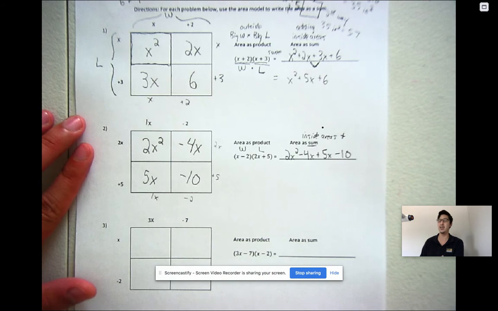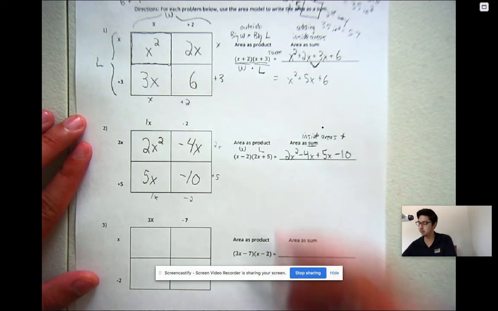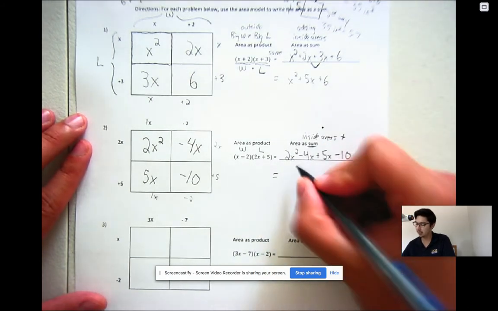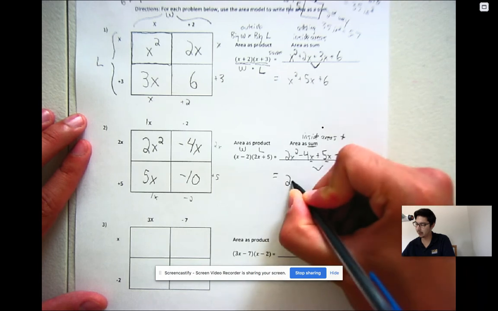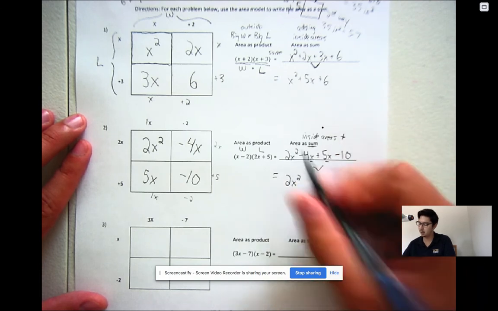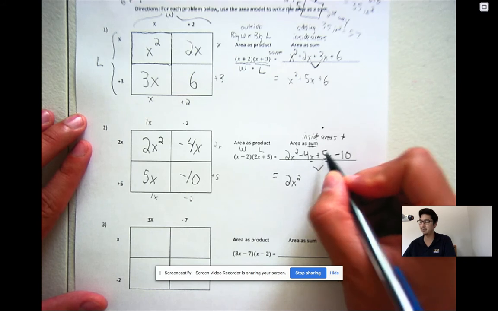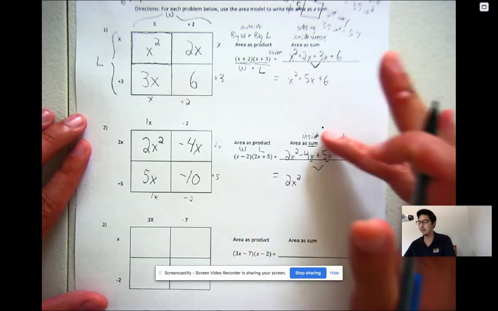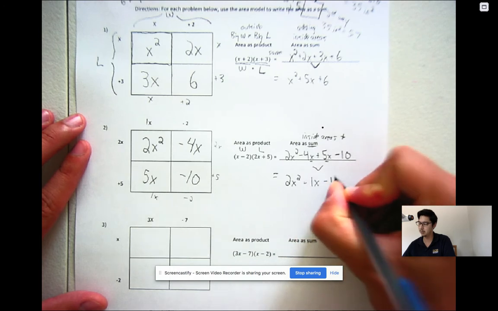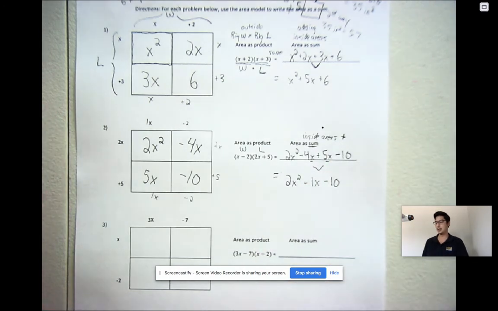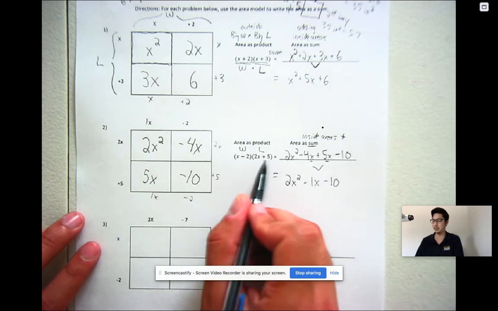You don't need to go farther. But if you wanted to, you could simplify it. And since these are both x's, we could combine these and have a final answer of 2x squared. What's negative 4 plus 5? Maybe switch around. What's 5 minus 4? That's just 1x minus 10. And there you go. So that's this lesson right here, is multiplying binomials when there's two things.